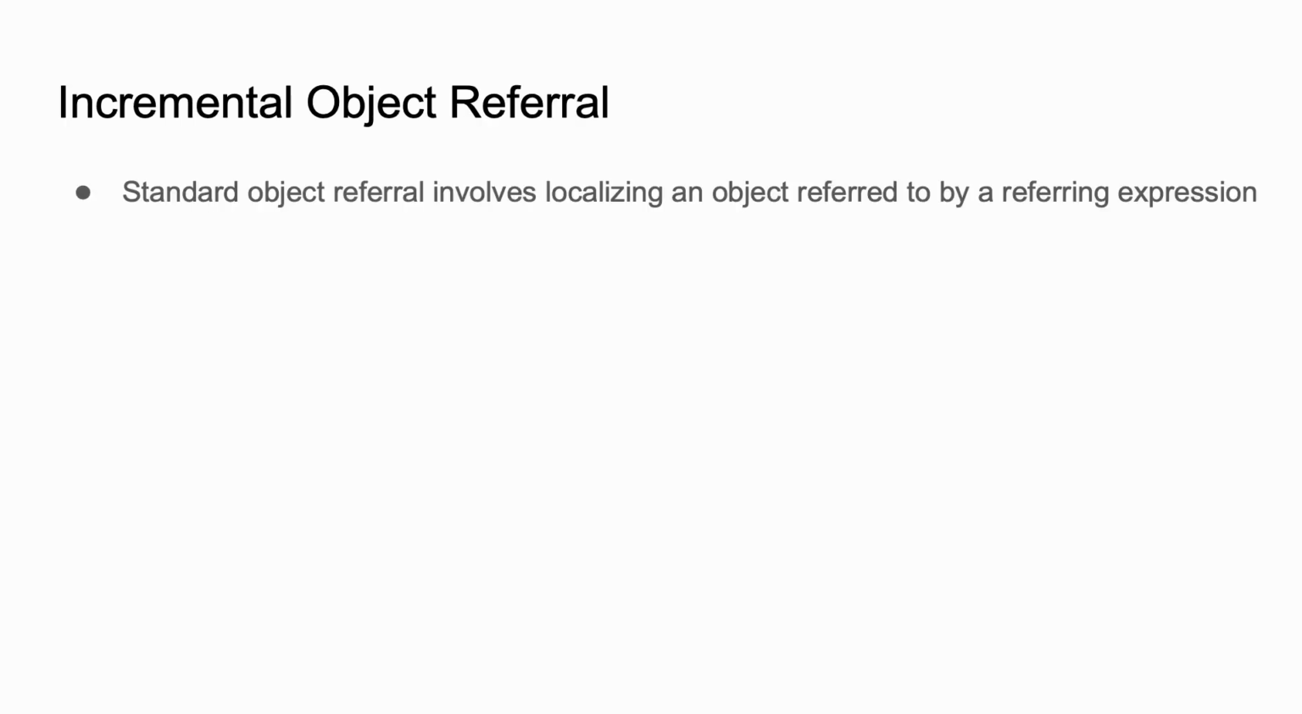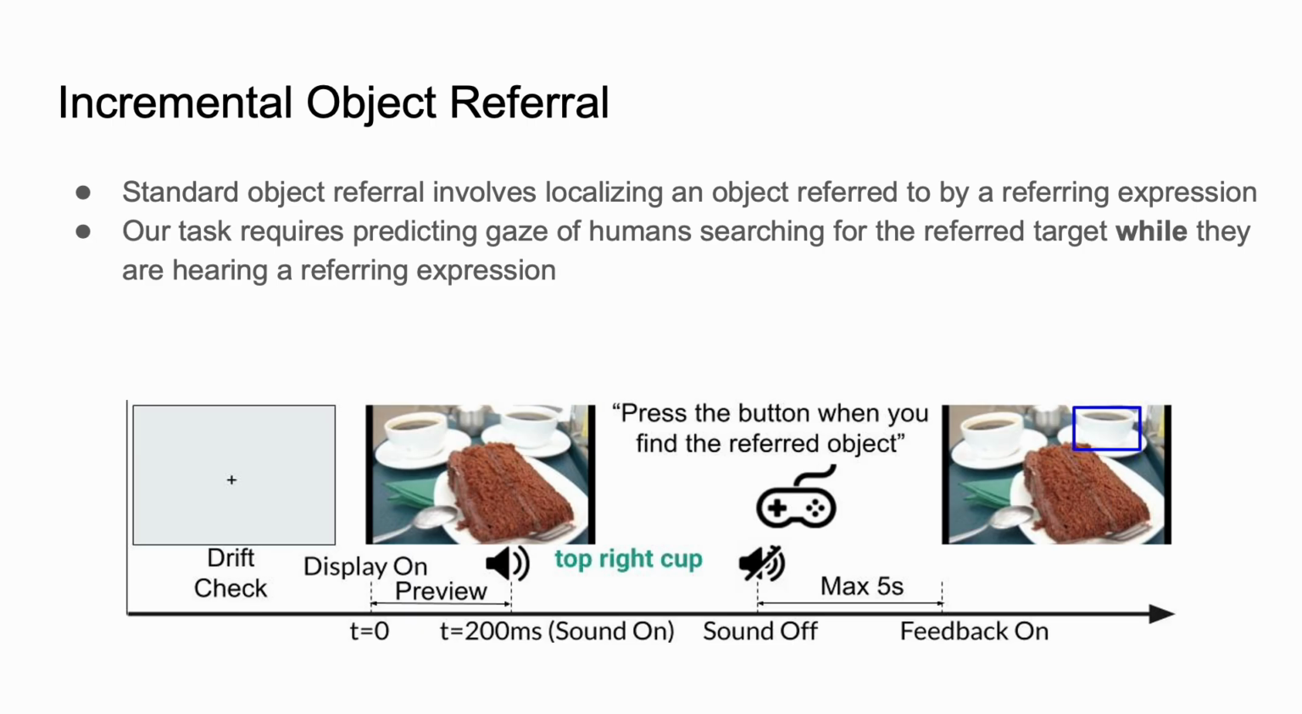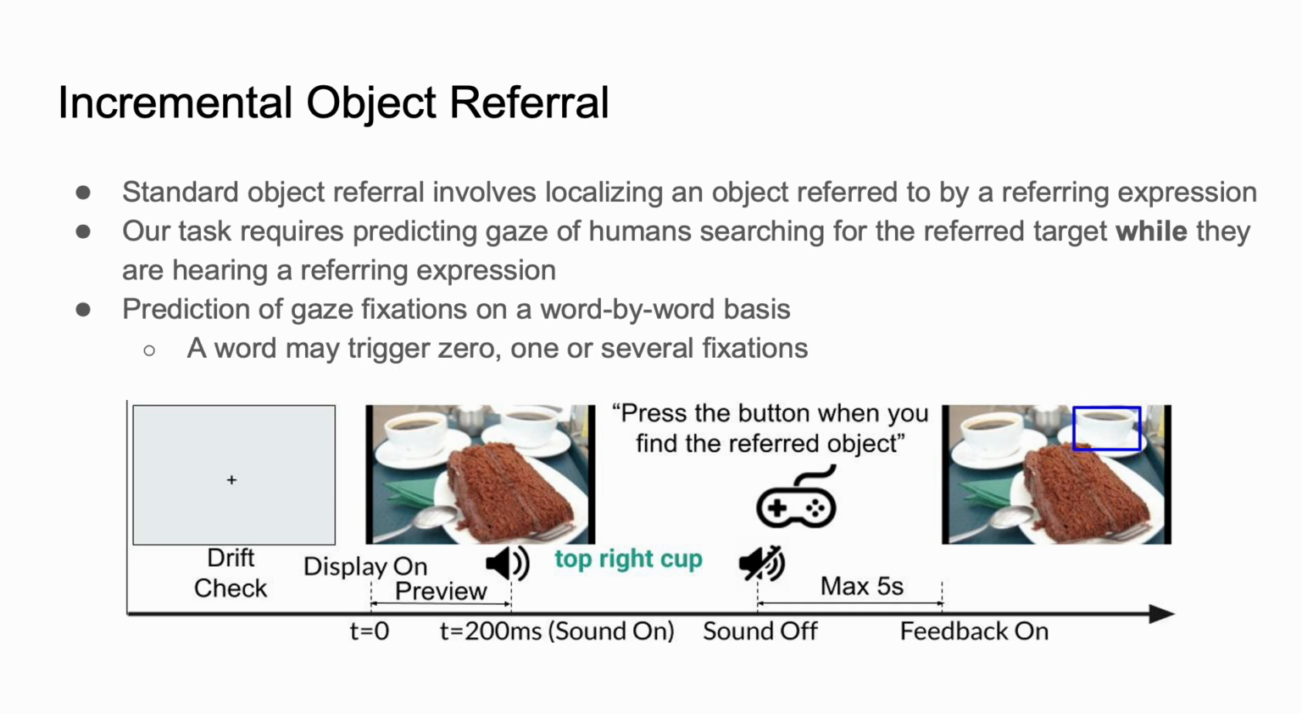Standard object referral task involves localizing an object based on a referring expression. Our novel incremental object referral task involves predicting gaze of humans searching for a target in an image while they are hearing a referring expression. Hence, prediction must be on a word-by-word basis, and for our task, a word may trigger between 0 and several fixations.